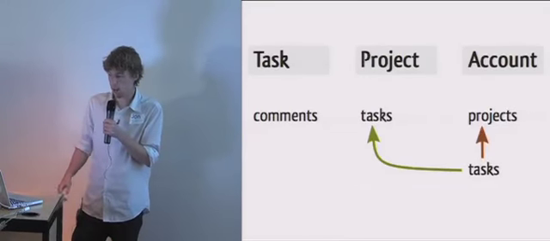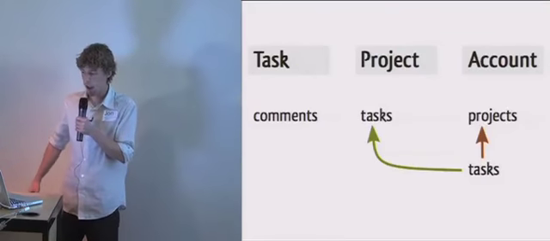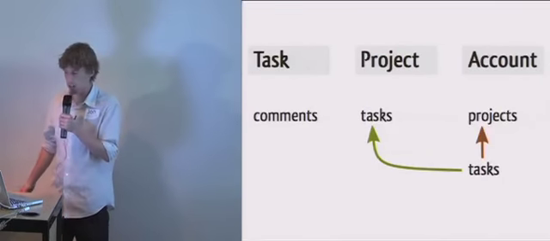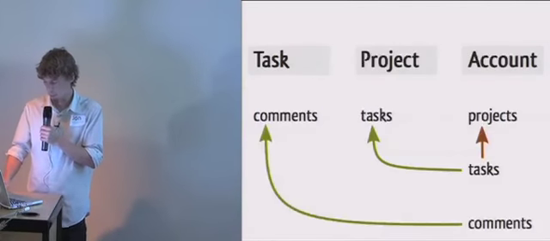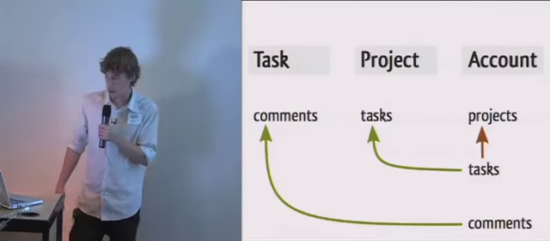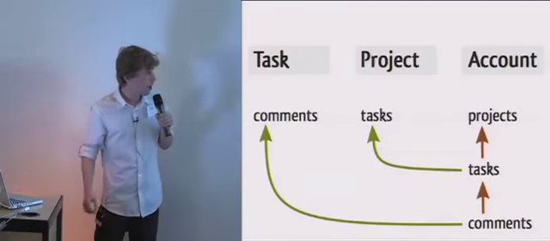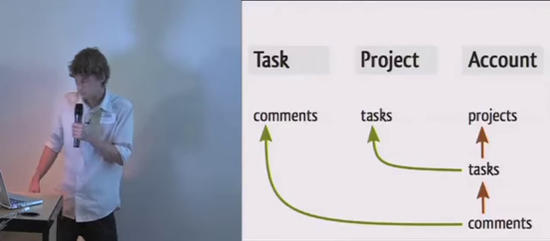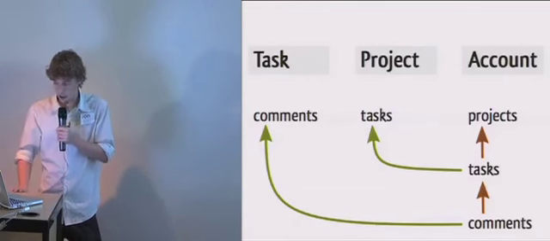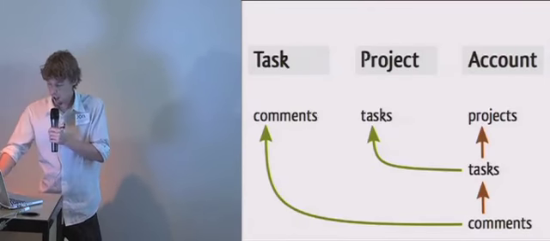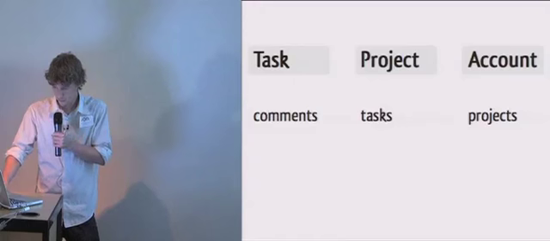Now, the green arrow here is what we call the source of the association. That's the thing that it is. And the red arrow, or brownie arrow, is what it goes through. So on top of this, I want to put the comments association on account to go through tasks. Now, this is a nested through association because it's going through tasks, which is already a through association. Still with me?